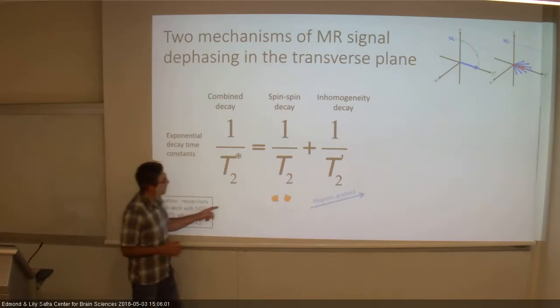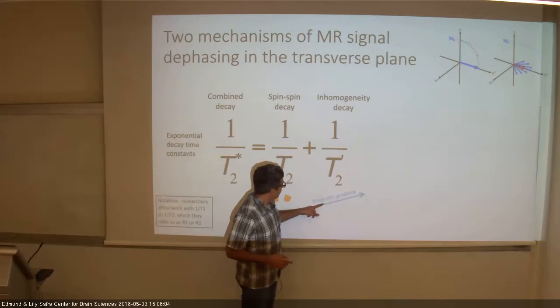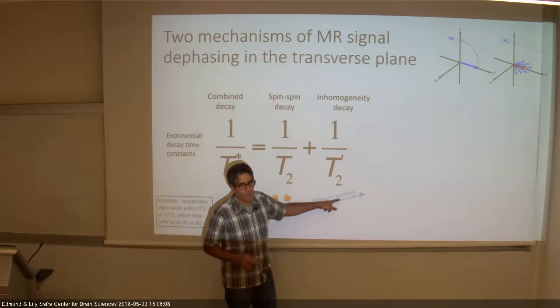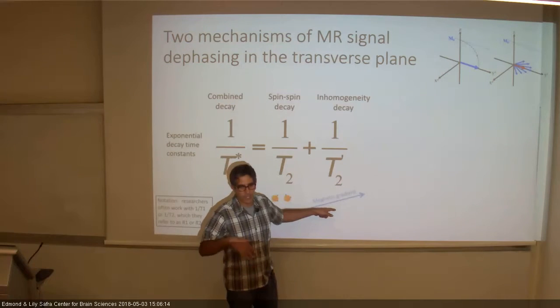And just remember that this T2 prime, we can actually create deliberately using gradients. We're going to do that. I don't know if I'm going to get to that, but we can do it. Okay? We can actually create it and take it off.